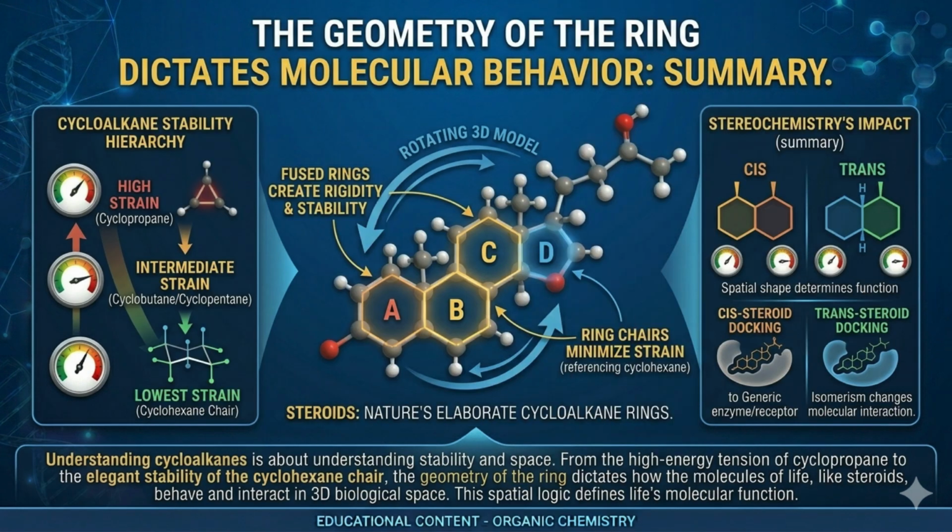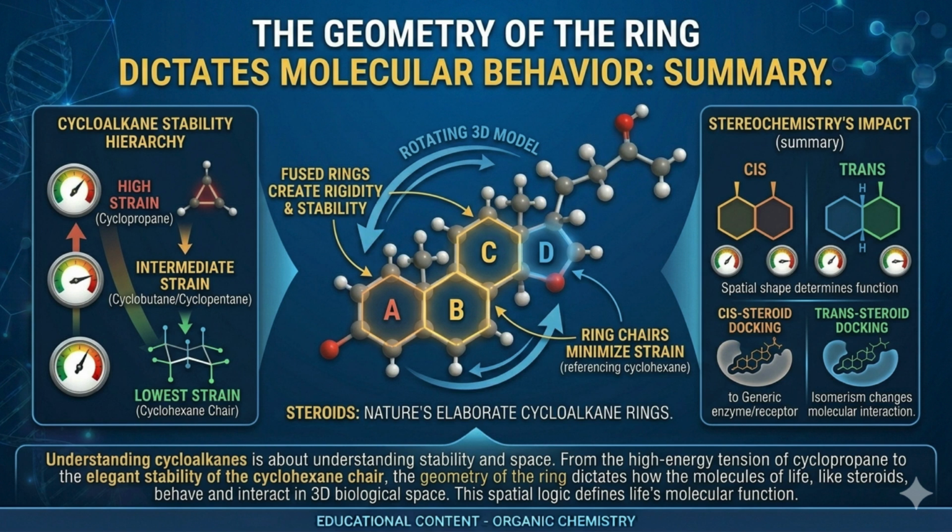We've explored the individual pieces, but how does it all come together? As we can see, the geometry of the ring doesn't just look interesting, it dictates exactly how molecules behave in the real world. The stability hierarchy: on the left, we see the cycloalkane stability hierarchy. It's a clear progression, from the high strain, tension of cyclopropane, through the intermediate strain of larger rings, down to the lowest strain of the cyclohexane chair. This hierarchy is nature's way of seeking the path of least resistance.